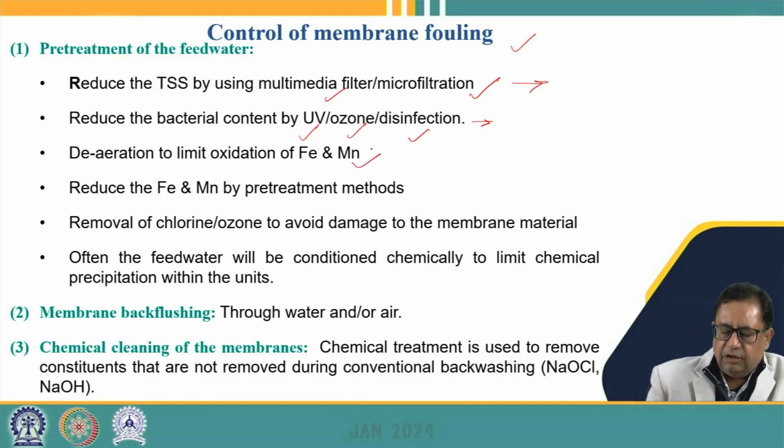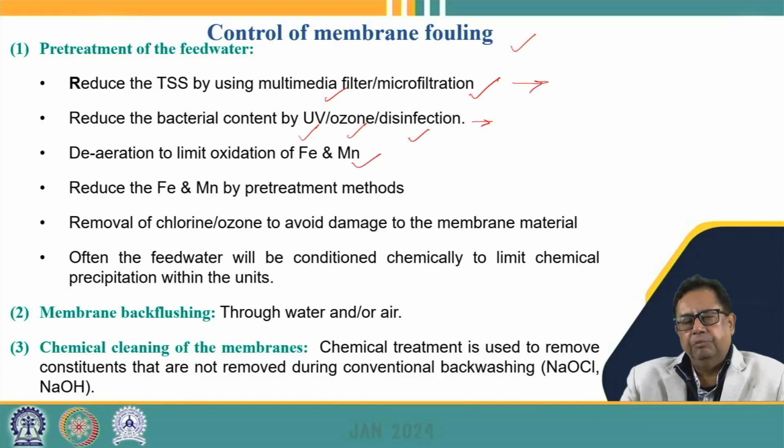Similarly, we can deaerate our water before we pass it through the membrane filtration process, because deaeration limits the oxidation of iron and manganese which can be present in the water or wastewater. For example, some groundwater may contain a very high content of iron and manganese. If they go into the feed stream to be treated by the membrane process, because of the presence of oxygen, they may oxidize to the oxides of iron and manganese. Precipitates will adsorb onto the surface of the membrane.